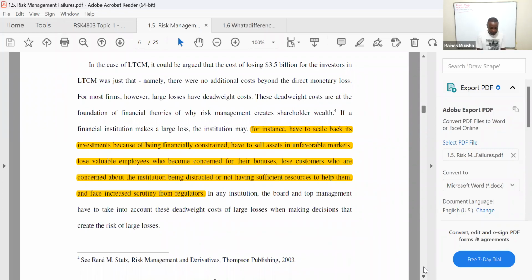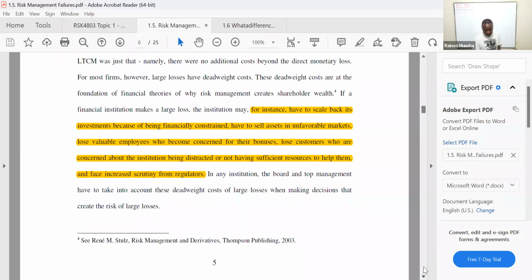So in this case, when a company is facing financial problems, it basically means that if a financial institution makes a large loss, the institution may, for instance, have to scale back its investments because of being financially constrained, have to sell assets in unfavorable markets, lose valuable employees who become concerned for their bonuses, lose customers who are concerned about the institution being distracted or not having sufficient resources to help them, and face increased scrutiny from regulators as well. So those are some of the consequences when a financial institution suffers large losses, like what we saw in the case of SVB Bank.